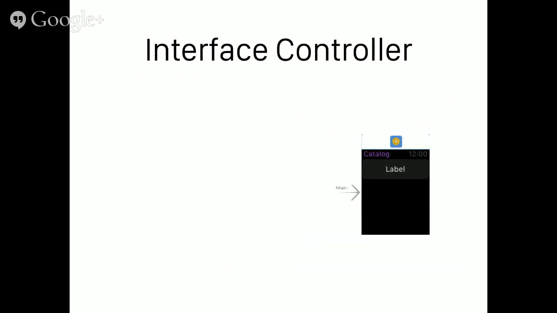So an interface controller is one of these little squares from the storyboard. That's one interface controller. Like a view controller on iOS, it manages a screen full of content. So this is the screen that has a button and a label inside of a button. Or you might have a screen for viewing a boarding pass, or a screen for editing a to-do item.